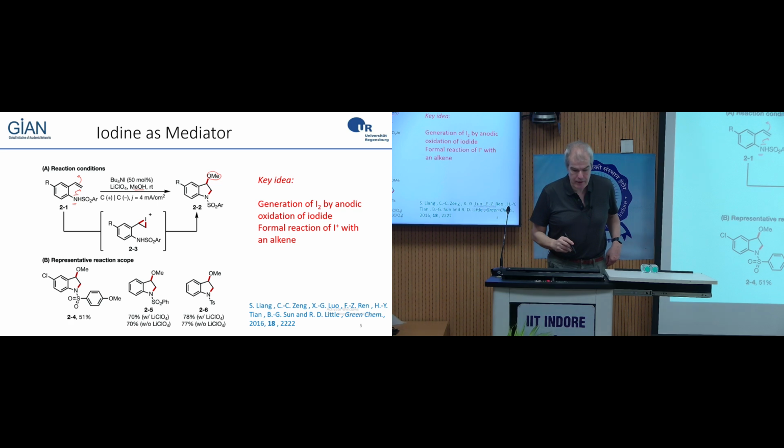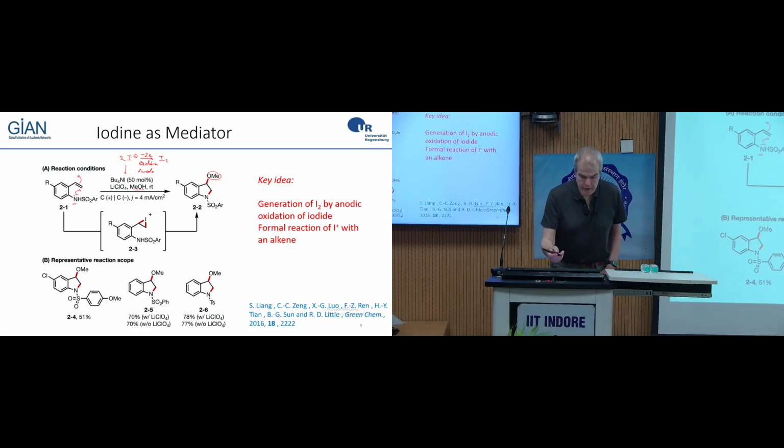But the way this is being done here is that they use as a mediator iodide, right? And so here is the reagent which you can oxidize, right? And so they oxidize essentially the iodide in this case. In this case, they make iodine. So again, this is an oxidation, and this takes place on the anode. So it's an oxidation because you take away two electrons.